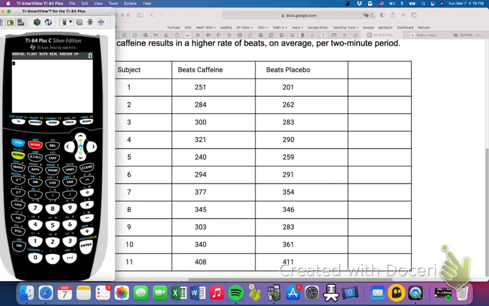Okay, so we put that in a list, right? Put the difference, and then you go to stats, edit. Okay, so check it out. List 1 has all the differences between the caffeine minus placebo.